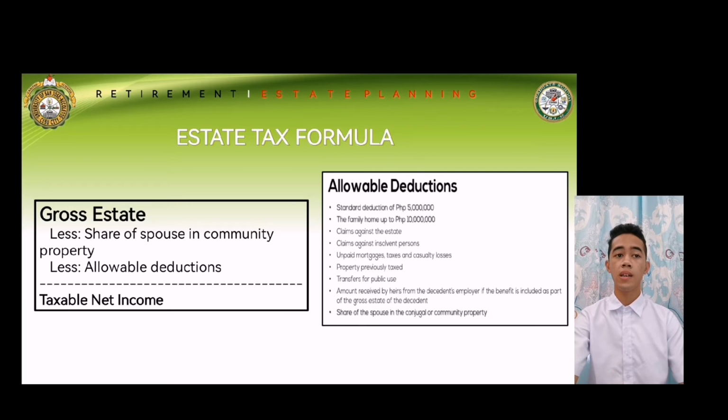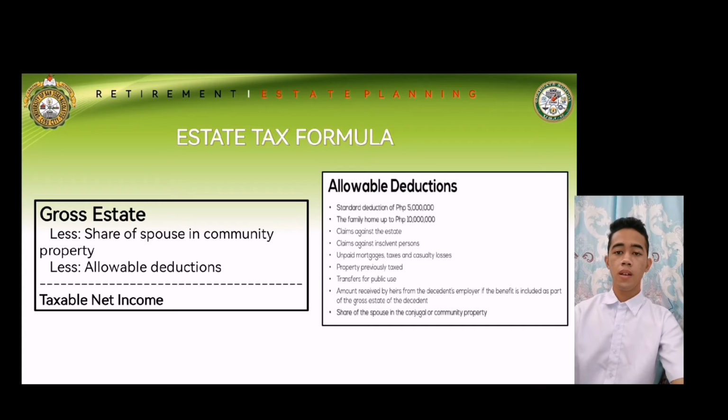So this is the estate tax formula. Gross estate less share of spouse in community property less allowable deductions is equal to taxable net estate. So these are the allowable deductions. The standard deduction of 5 million pesos. The family home up to 10 million pesos.